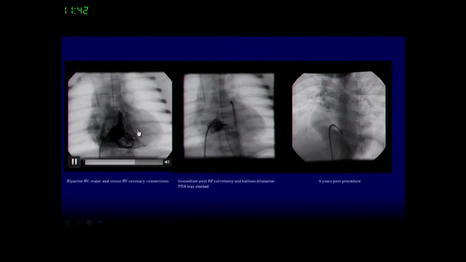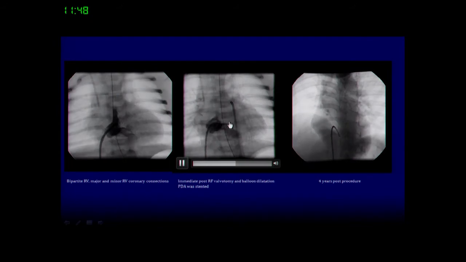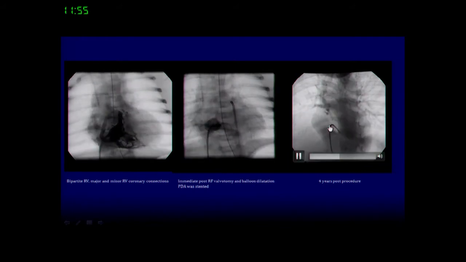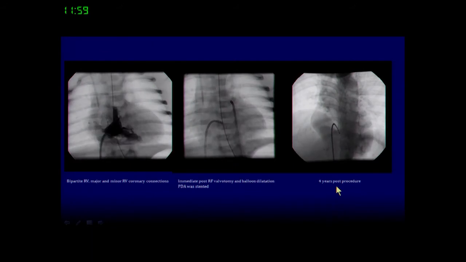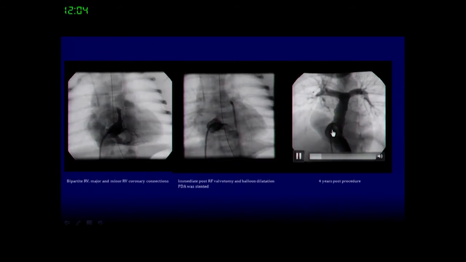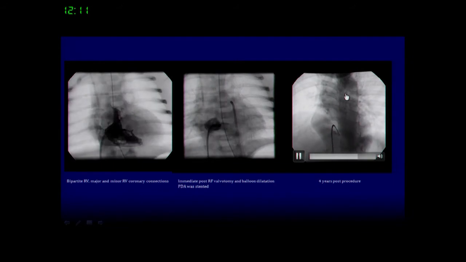Another example is the same patient which I showed with bipartite RV, big sinusoids and a small one to the left coronary artery. Immediately post-balloon dilatation, you can see spasm of the entire right ventricle, and the sinusoids disappeared. And this is 4 years after that, where there are still no sinusoids, and the RV has nice growth of the right ventricle, outflow tract, apex, and the stent has basically become really not relevant to the patient's circulation.